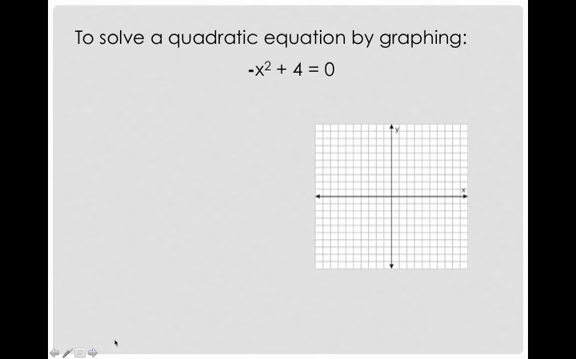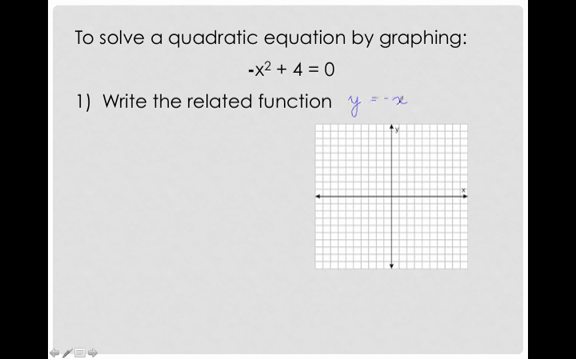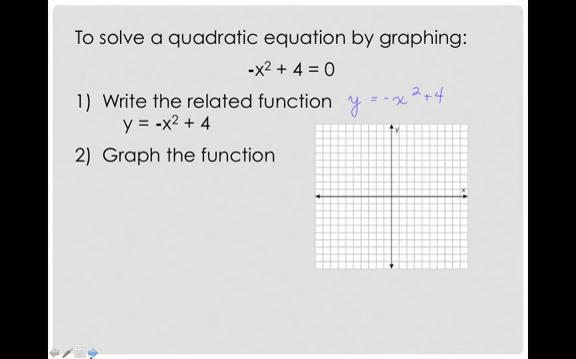Okay, so we're going to go ahead and solve a quadratic equation by graphing. In order to do that, the first thing we're going to do is write the related function. Remember, the function is just where this is equal to y. So I've got y equals -x squared plus 4. Next, I'm going to graph the function. So I'm going to have to find my normal points that I would look for.